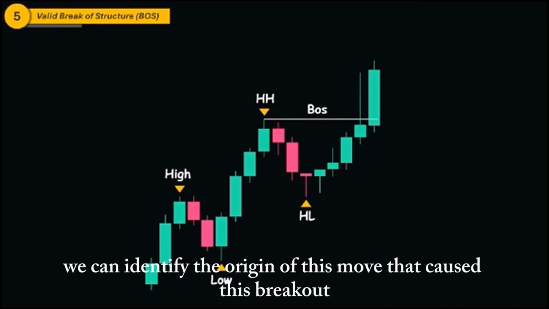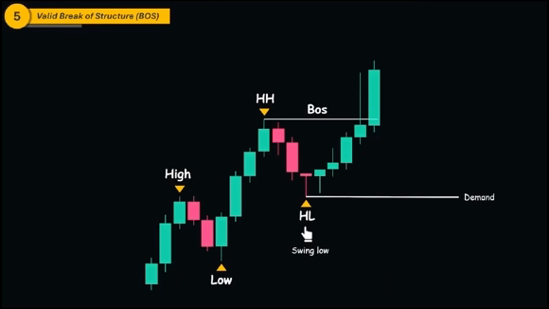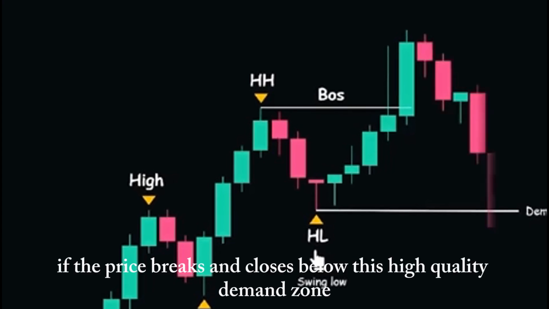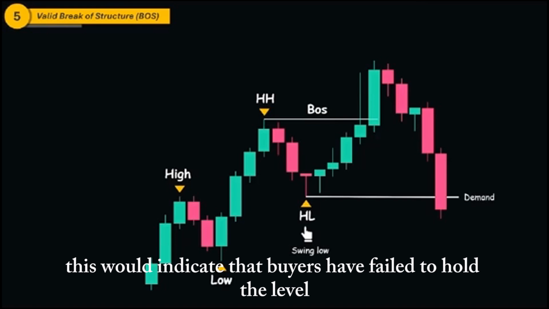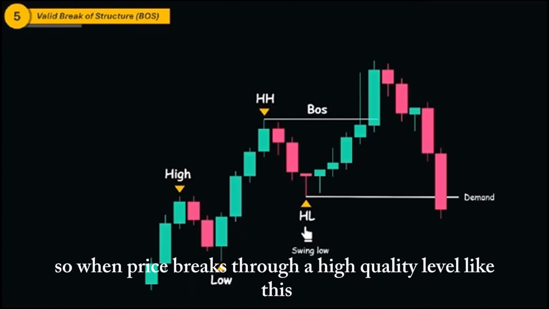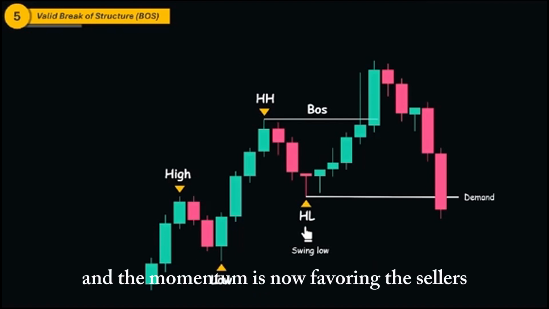At this point, we can identify the origin of this move that caused this breakout as our swing low. As long as the price stays above this level, we remain bullish and focus on buying positions. But what happens if the price breaks and closes below this high-quality demand zone? This would indicate that buyers have failed to hold the level, and sellers have taken control. It signals that the uptrend is over and a potential reversal is underway. So, when price breaks through a high-quality level like this, we can confidently say that the market structure has shifted and the momentum is now favoring the sellers.